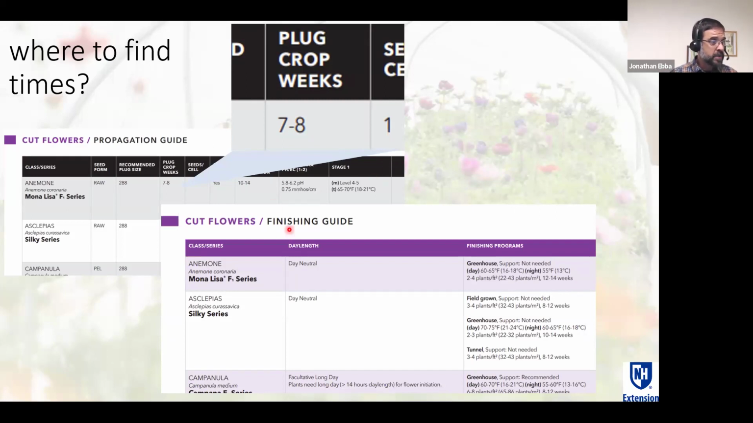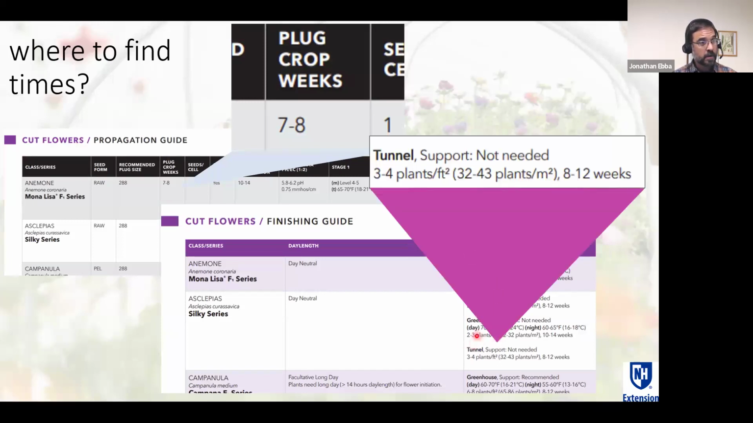We look down here and we see a finishing guide. We'll stick with the same plant, although I think I picked a different one for my next slide. But in this case, this is for greenhouse growing. This is Asclepias, for example, field grown, 8 to 12 weeks, right? And this is finishing. So back here, how many plug weeks does it exist? Or we could say weeks from sow to transplant. And then finishing would be weeks from transplant to first harvest, right? And we could see, for some reason I highlighted the tunnel one, and we see 8 to 12 weeks.